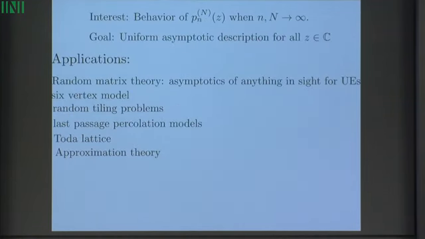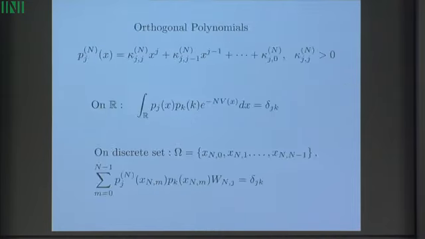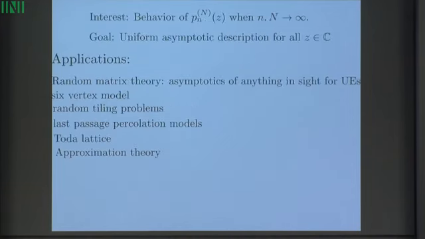Some folks are interested in the behavior of the orthogonal polynomials when the degree n, or j on the previous screen, goes to infinity, and maybe there's a parameter capital N which is sitting in the measure, which also goes to infinity. The goal is to provide a uniform asymptotic description anywhere in the complex plane for these polynomials.